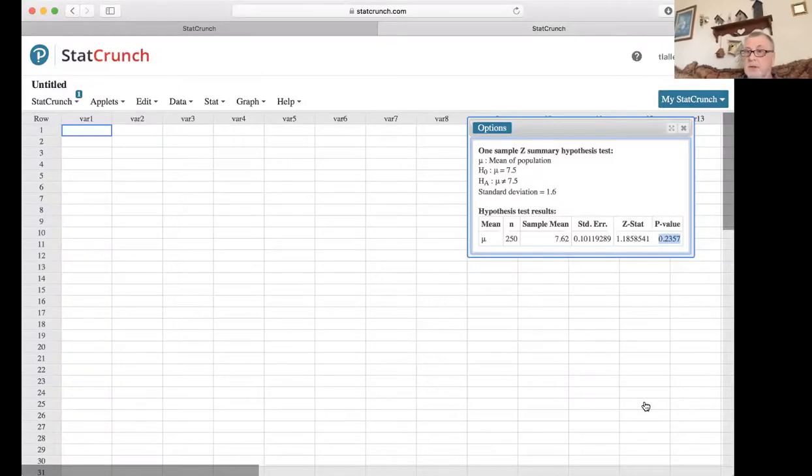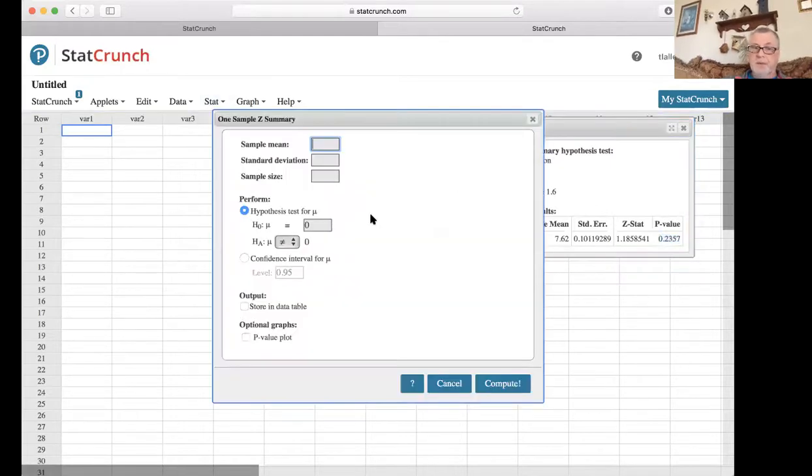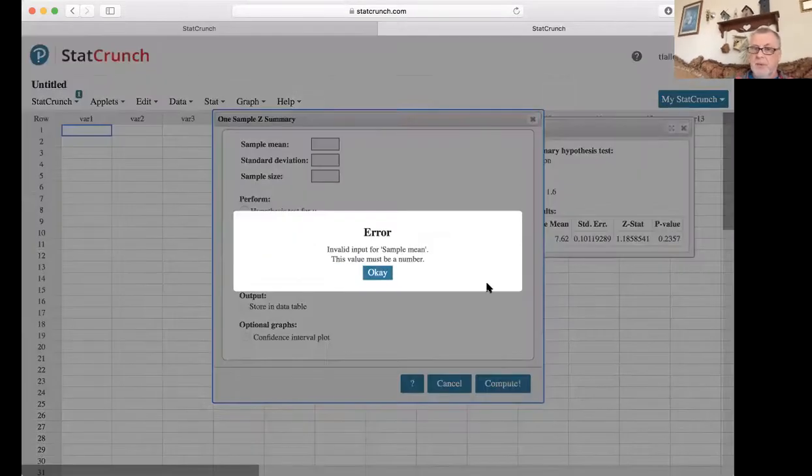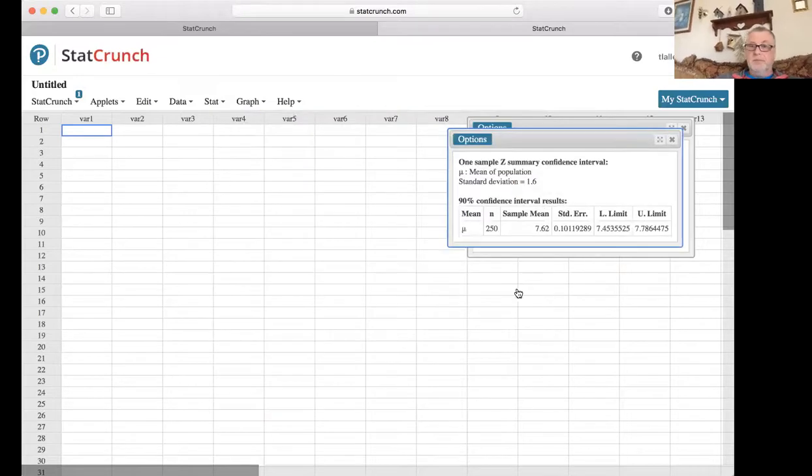Okay, so we ran our hypothesis test. We got these results. So let's take a look at confidence intervals. For confidence intervals, we go back to z-stat, just like before. 1 sample with summary. If we look, you have a hypothesis test format and a confidence interval format. So we're going to click on confidence interval, and choose, in this case, 0.90. And we're going to compute, whoops, I forgot to put this stuff in, 7.62, 1.6, sorry about that, and 250. Now let's compute. There we go.